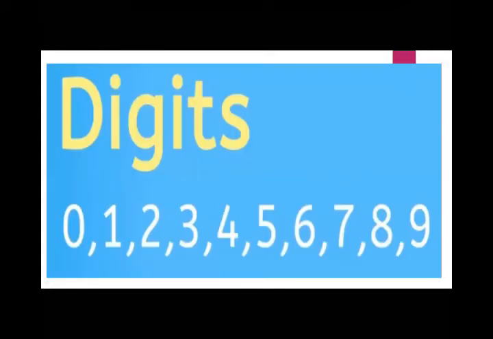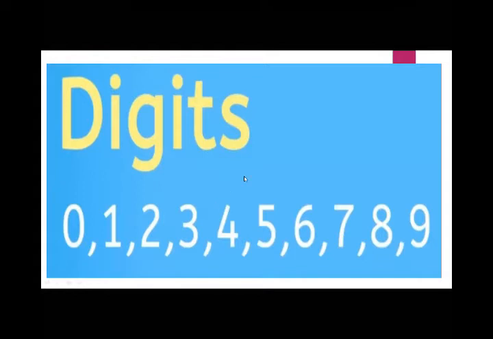First, we will discuss two-digit numbers. Digits make numbers, and we know that all the numbers are formed with the digits 0, 1, 2, 3, 4, 5, 6, 7, 8, 9. And after 9, 10 comes. And 10 is the smallest two-digit number.